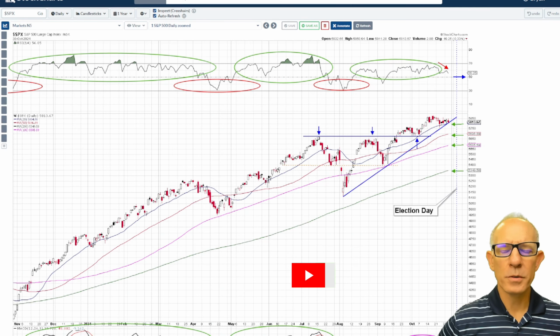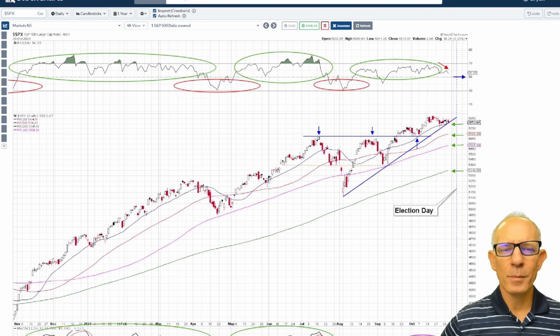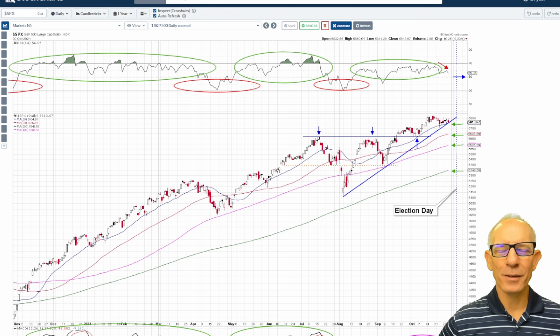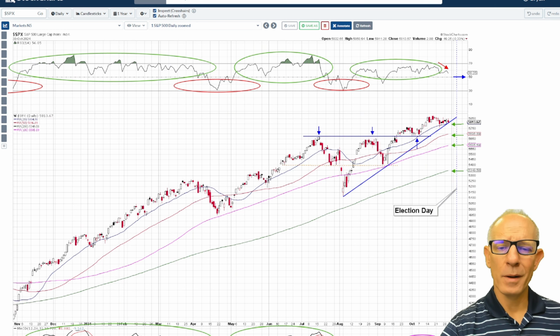Going to go through a couple of charts specific to the presidential election and what we think might happen. Before we do that, let's get a check on the S&P 500. So right now, everything still looks good. I mean, we're still trending up.